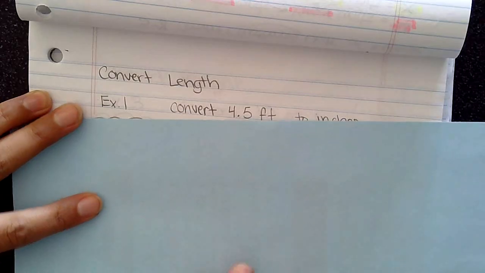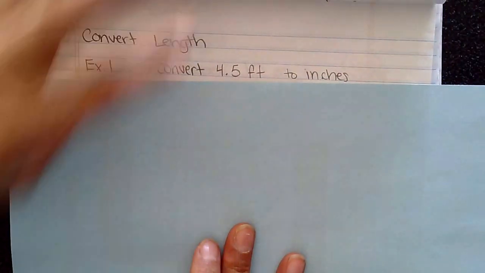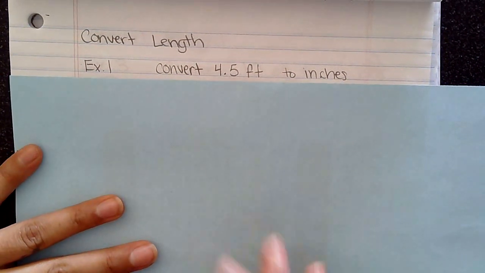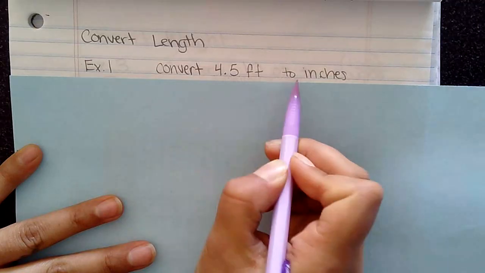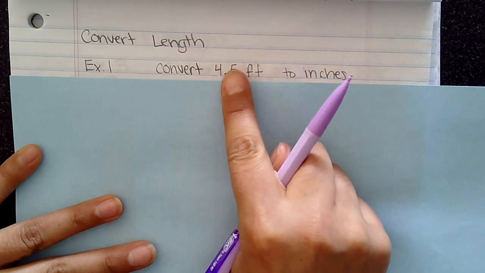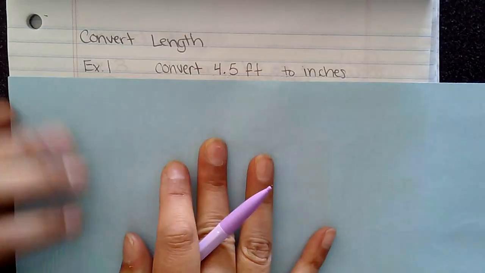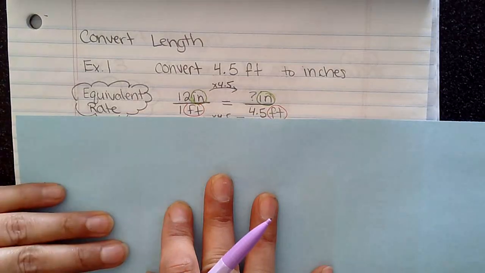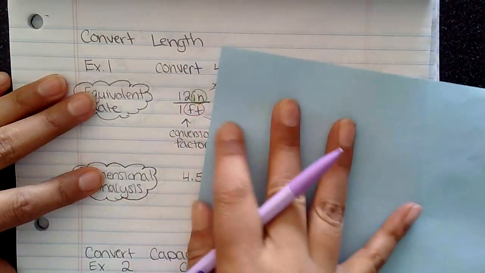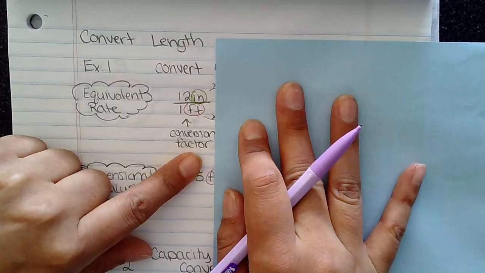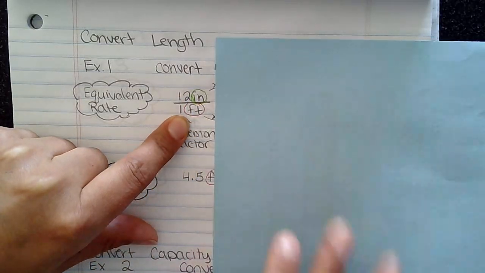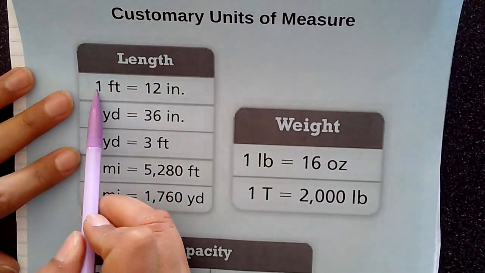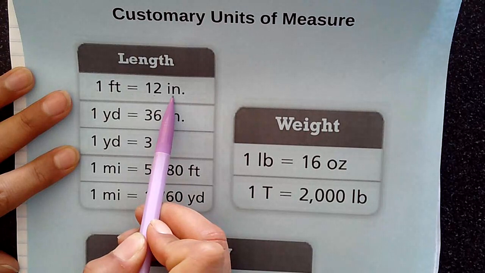All right, so converting length. If I want to convert, and this relates to your Savvis, and I think this is example 1 in Savvis, you're converting 4.5 feet to inches. So how many inches is 4.5 feet? That's what we need to figure out. So the first way that we could do this is make an equivalent rate, which you've been learning. You start with your conversion factor. 12 inches in 1 foot. And if I didn't know that, I can go over to my chart and I can look and say, 1 foot equals 12 inches. That's the conversion factor.